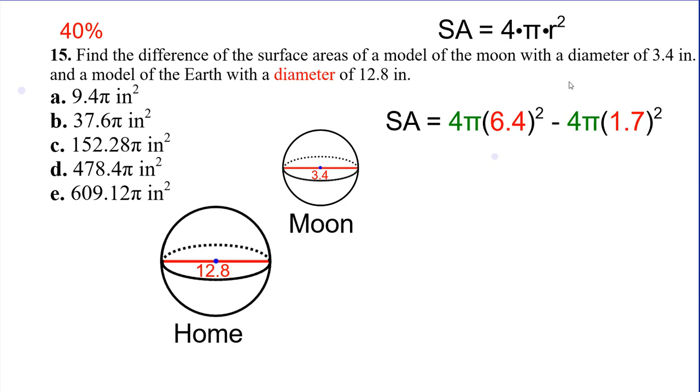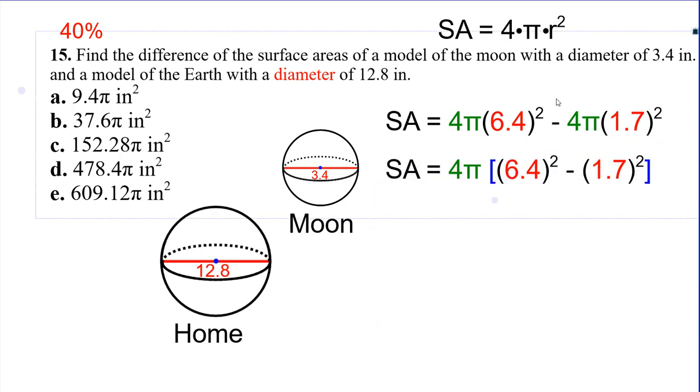Now, I'm going to do some fancy algebra here because I'm lazy, but I know how you guys probably want to do it, and you just find the area of the model for the Earth, and then you subtract the area for the model of the moon. That's totally fine, but I'm going to show you fancy algebra because that's how I roll.